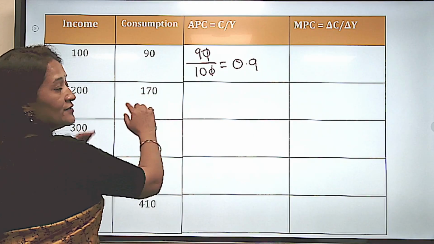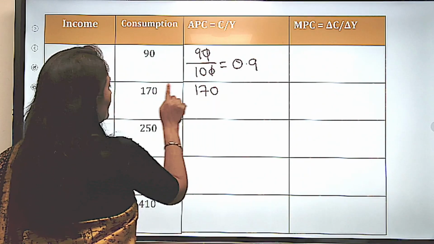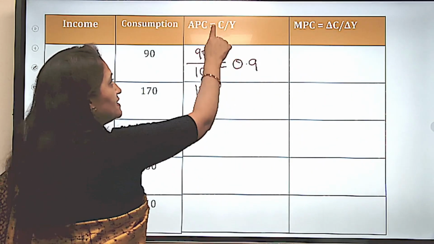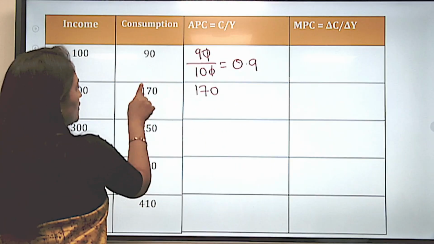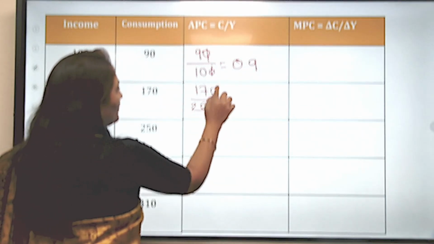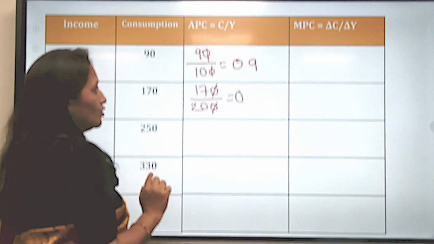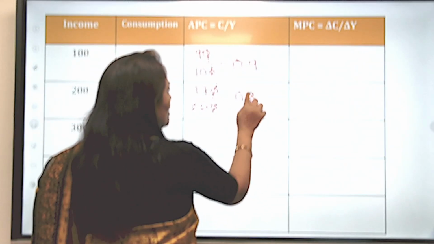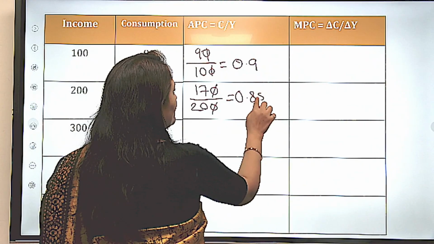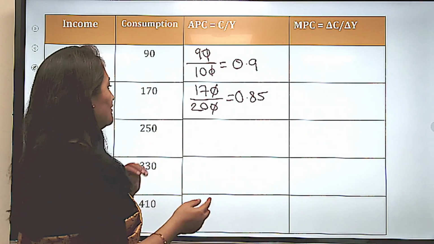Now let's try for some other values of the income and consumption. So we have the consumption now of 170. I'm just inserting the values here in the formula. C upon Y. So current consumption now is 170 divided by current income, which is 200. If we solve this, we got the answer 0.85.